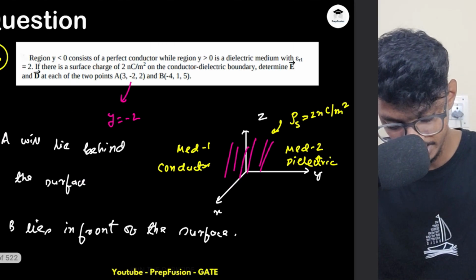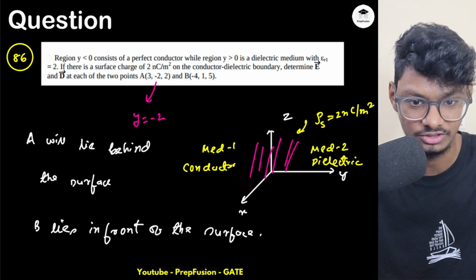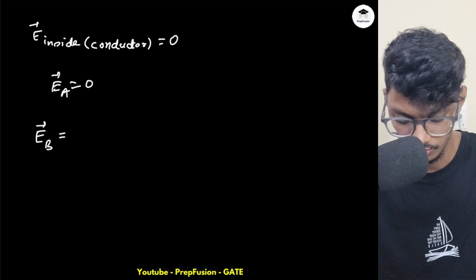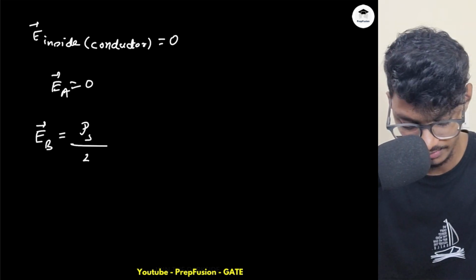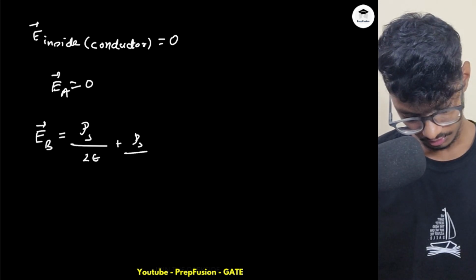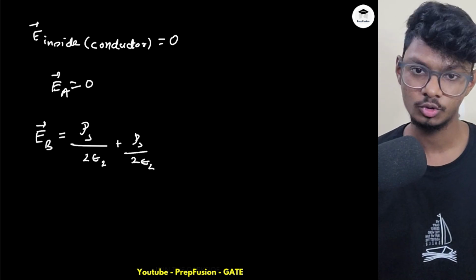Electric field at point B is in front, right? So what is the electric field due to an infinite charge sheet? It is rho s, the charge on the sheet, divided by 2 epsilon, plus rho s by 2 epsilon.